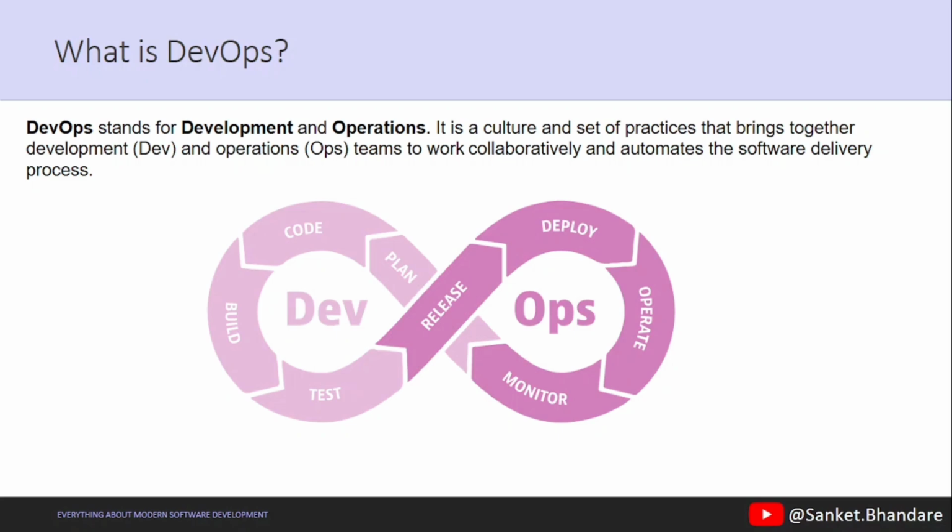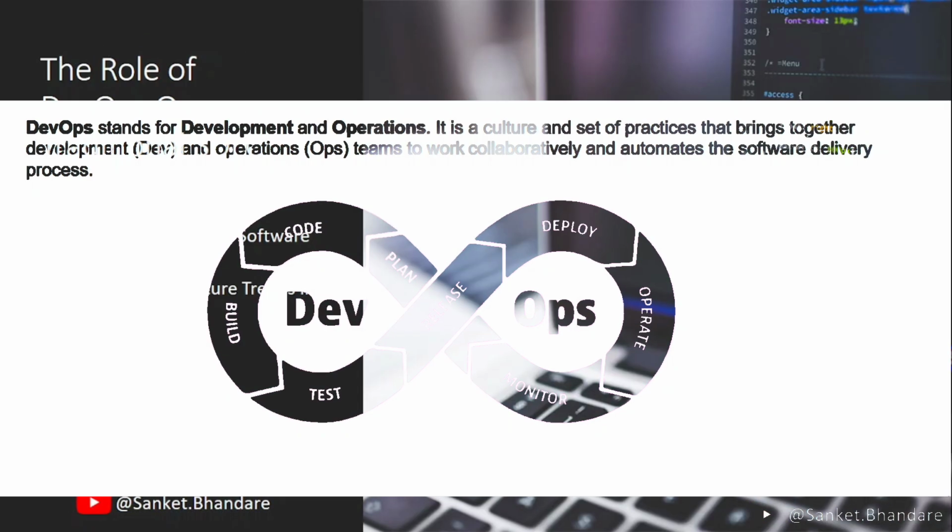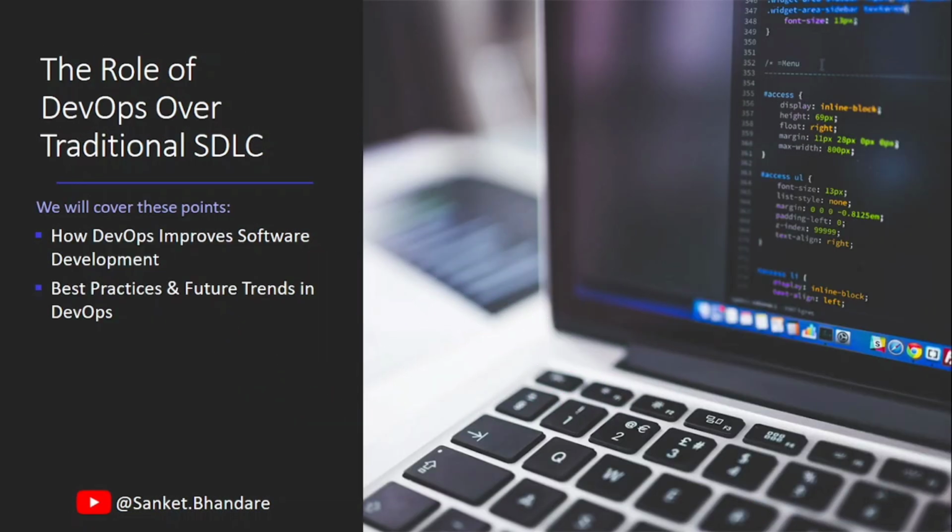The next stage of this life cycle is not mentioned in this diagram, but it is feedback and continuous improvement. Based on monitoring and user feedback, improvements are made and this cycle repeats for further optimization. So this is all about the DevOps lifecycle, and it ensures that the end customer will get the software product as per their requirement. Next thing is the role of DevOps over traditional software development lifecycle.